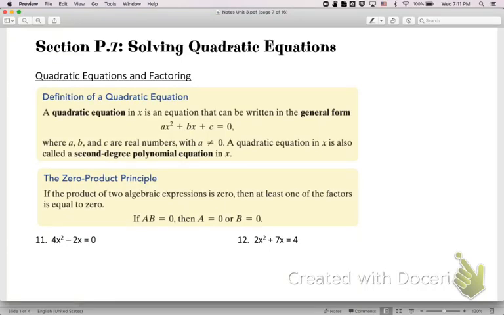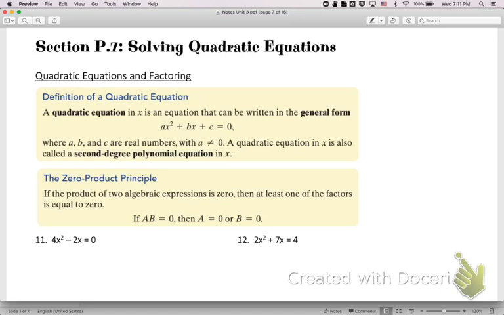Now we're going to look at using strategies like factoring and some other strategies to talk about how we can solve quadratic equations. And in this video, we're going to look at two. We're going to look at using factoring as a method, and we're going to look at using the square root property as a method to solve quadratic equations.